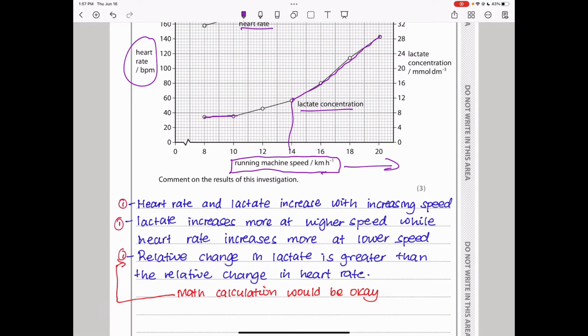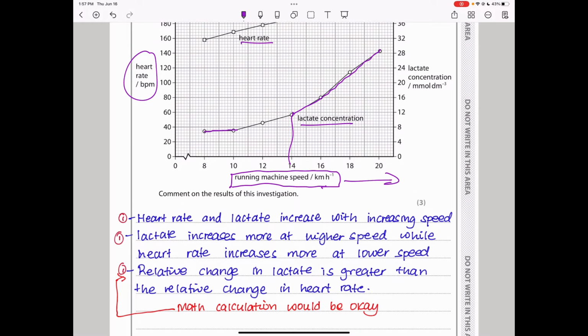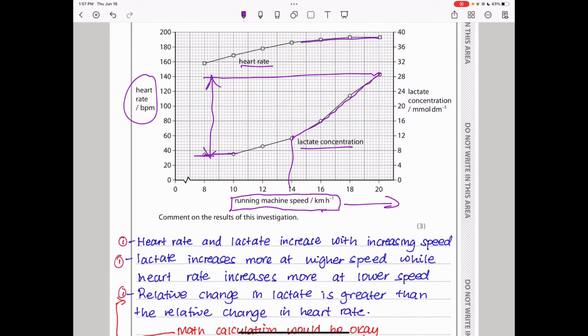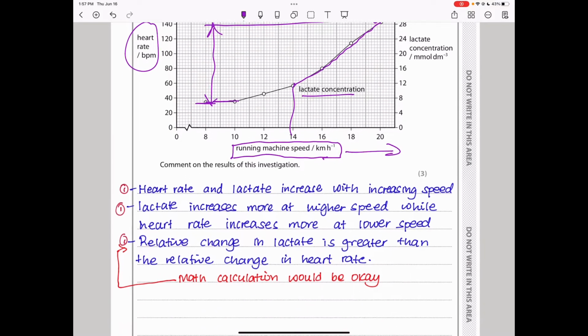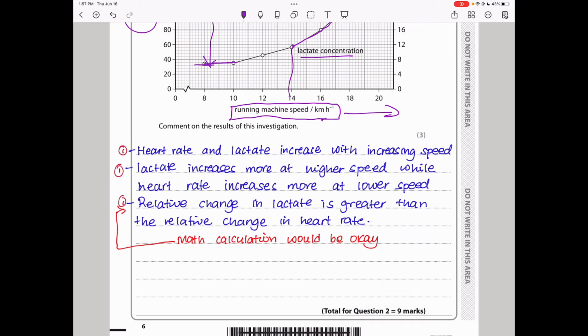And then lastly, I say the relative change in lactate is greater than the relative change in heart rate. Of course, from the beginning to the end part for lactate, you can see that change is greater than this change here. So we can say this is a bigger change in comparison to the other. That is the third mark you can obtain. If you want, you could also do a mathematical calculation to calculate the percentage change, to get the marks correctly. Let's continue to question 3.